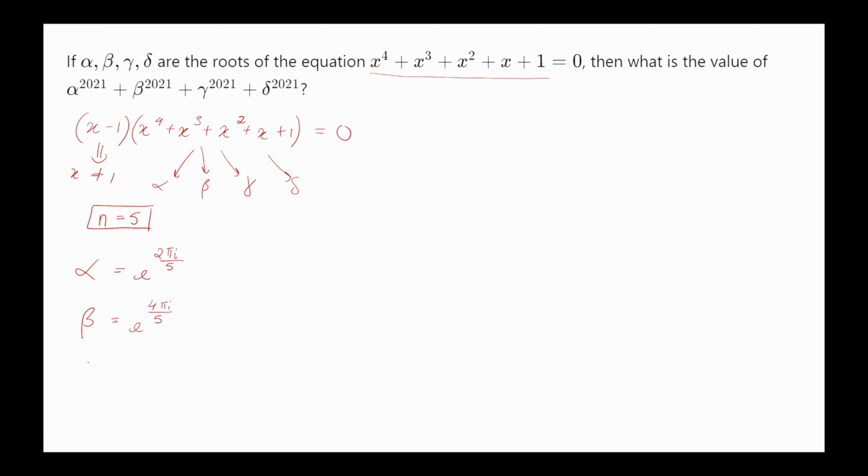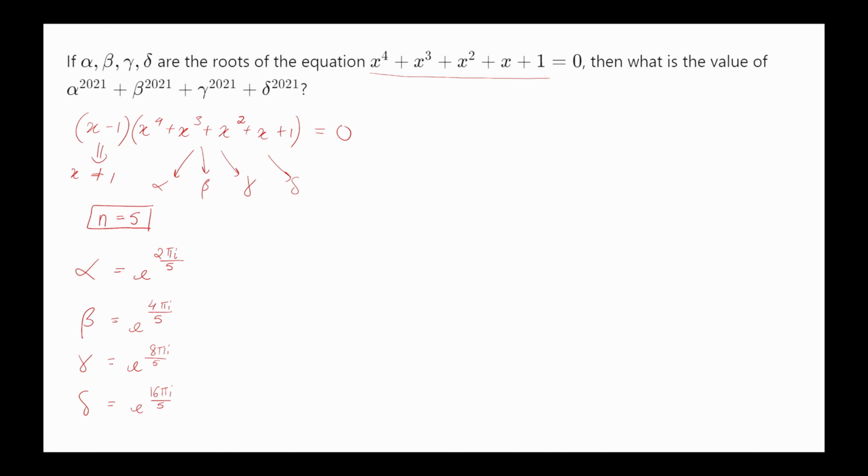So again, my gamma would become e to the power 8 pi i by n, and my delta would become e to the power 16 pi i by n. So this is my alpha, beta, gamma and delta.